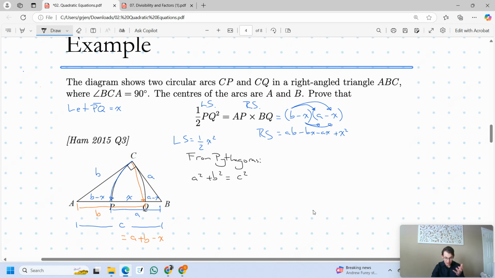All right, and let's see what we can do with that. Well, C is equal to this, A plus B minus X, which is what we were doing yesterday. So we have A squared plus B squared is equal to A plus B minus X squared.